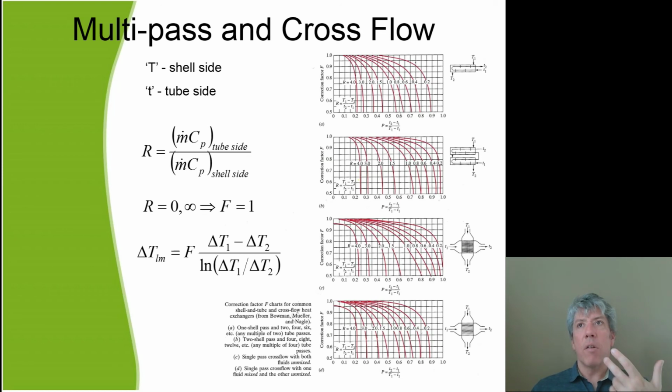Now that's not really what's going on physically in the real world, because there's no fluid that you can add thermal energy to and it doesn't change its temperature, except when it's doing a phase change, right? If there is a phase change on either the tube side or the shell side, you will end up with R equal to either 0 or infinity, and that is the most effective heat exchanger that you can have. And so the correction factor F simply goes to 1.